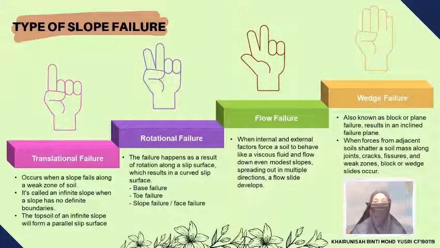Thirdly is flow failure. Flow failure develops when internal and external factors force a soil to behave like a viscous fluid and flow down the slopes, spreading out in multiple directions.